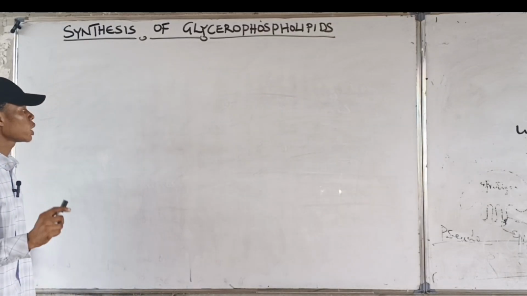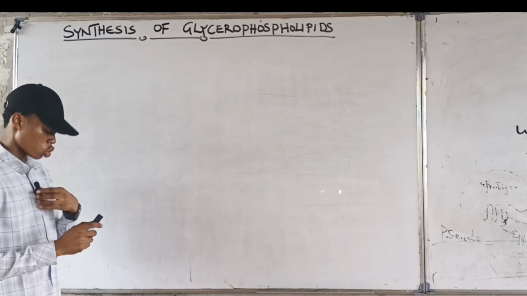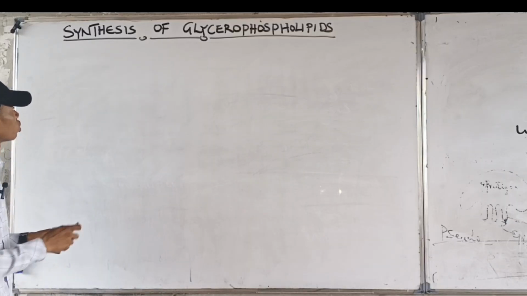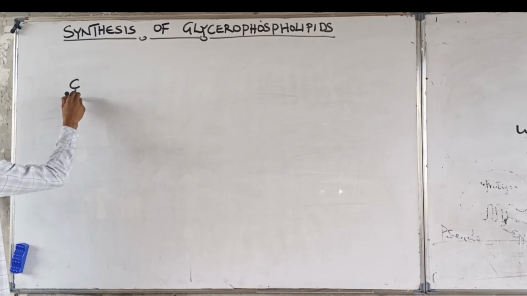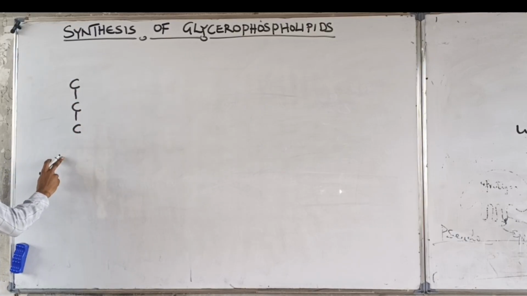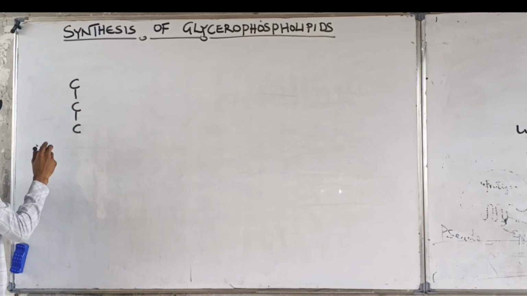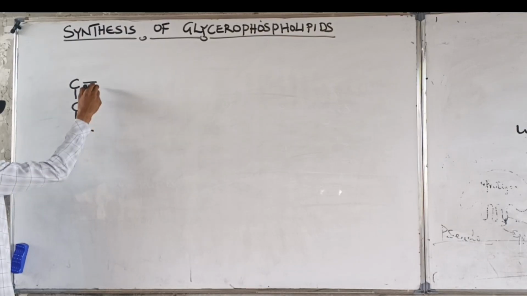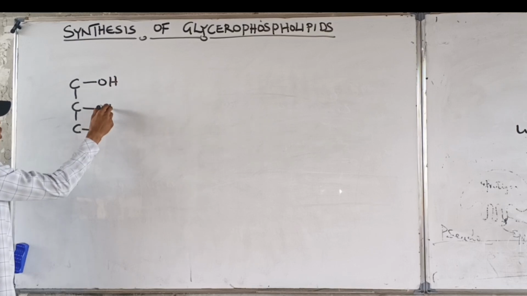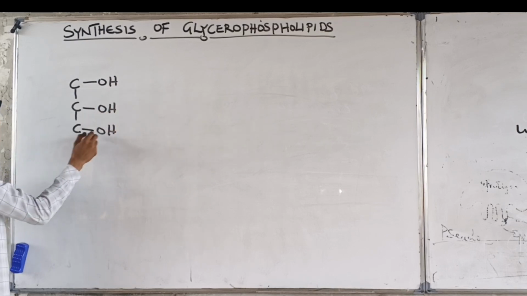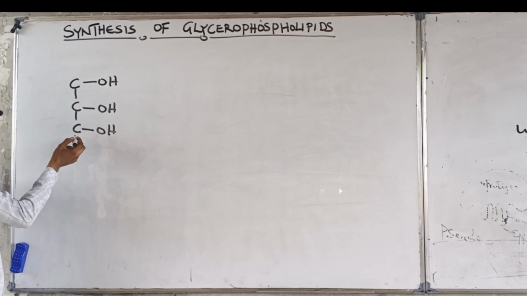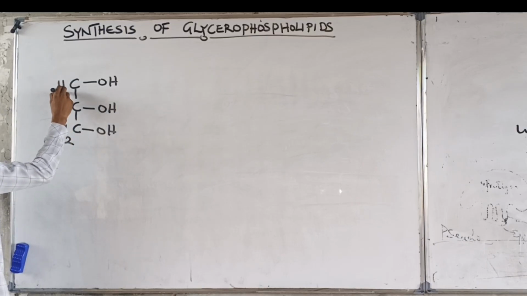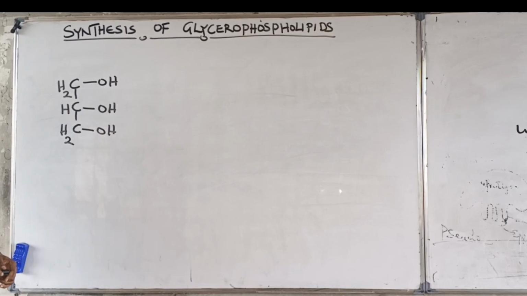Now, the first thing you have to note is how to draw the structure of glycerol. Glycerol is actually a 3-carbon compound. So glycerol has 1, 2, 3. If you are drawing the structure of glycerol, this is it. Then all the 3 carbons have OH. So you have OH here, OH here, OH here. The next thing is just to balance up your hydrogen. So here we have H2, here H, here H2. So this is the structure of glycerol.